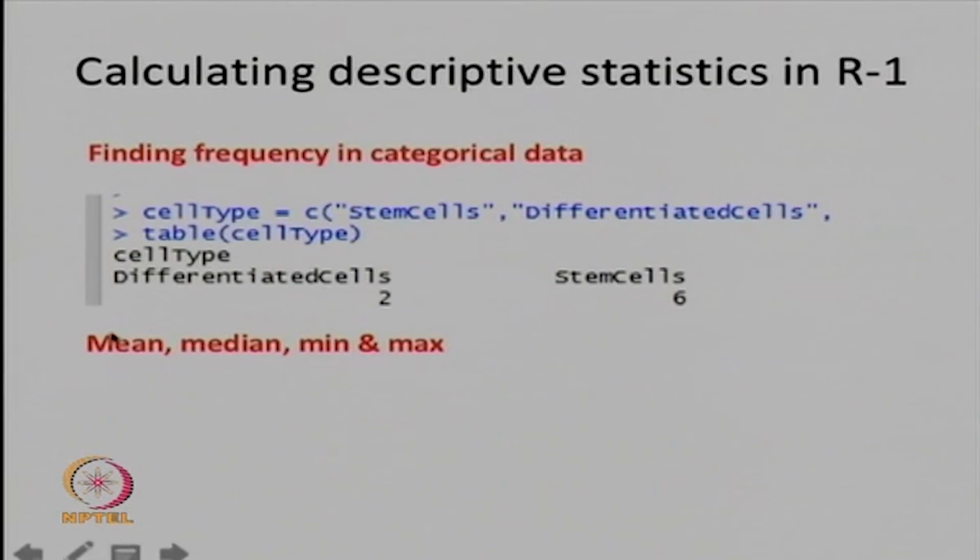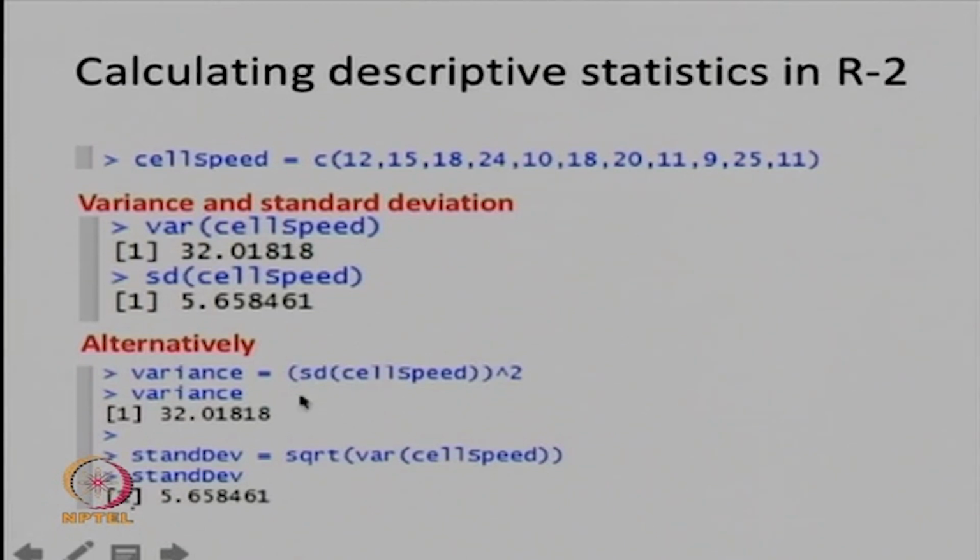I have shown you how to calculate the mean, median, minimum and maximum. You can also do the variance and standard deviation. You can use the function var to find out the variance of this distribution, and SD to find the standard deviation of this particular vector. In this example, where you have how many entries, 1 2 3 4 5 6 7 8 9, 11 entries, your variance is coming out to be a value of 32 and standard deviation is around 5.6. Okay. You can also find the standard deviation and square it to find the variance, which will give you the same information, or you can calculate the square root of the variance to find the standard deviation. Okay.